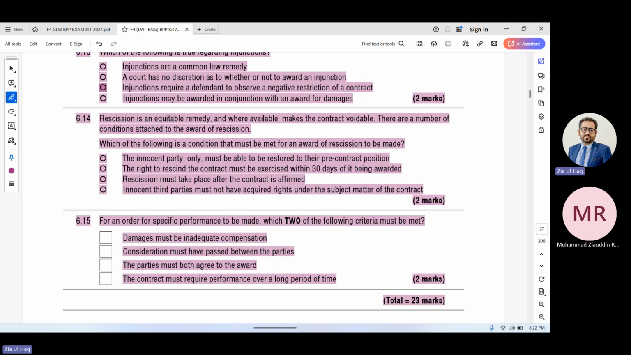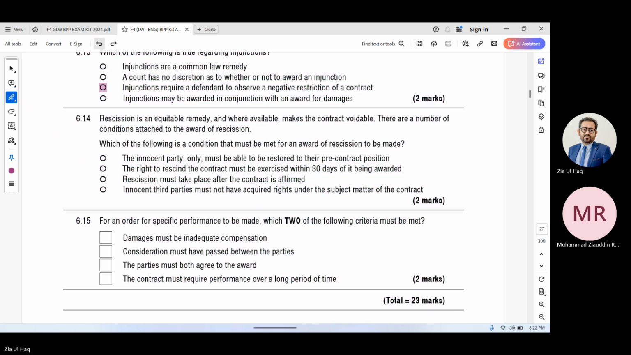So rescission is an equitable remedy where available makes the contract voidable. There are a number of conditions attached to the award of rescission. Which of the following is a condition that must be met for an award of rescission to be made? The innocent party only must be able to restore to their pre-contractual position. Not only the innocent party, both parties.